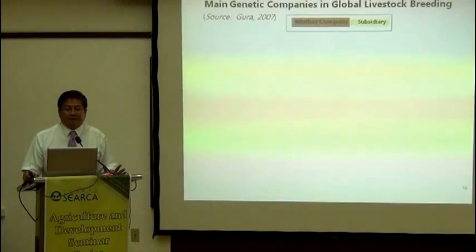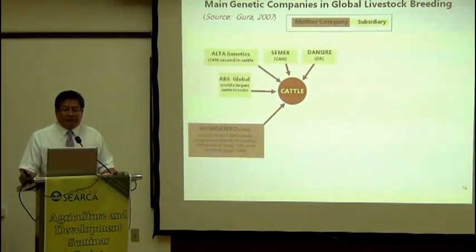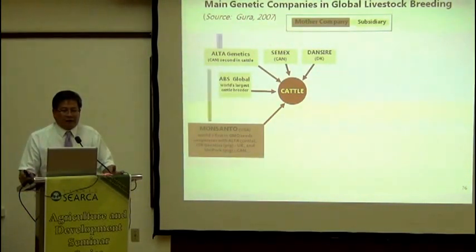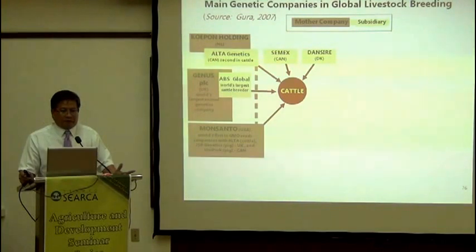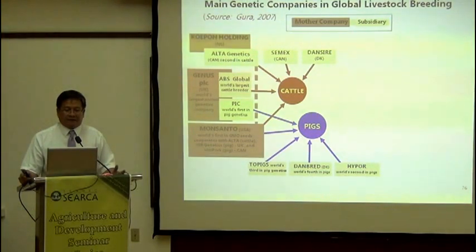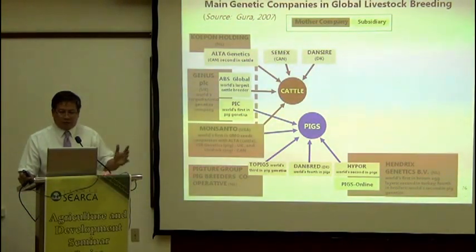Okay, many big farms. And just to show you an idea on those companies involved worldwide, you could count by your fingers the number of breeding companies involved. Let's say for cattle, the main companies are coming from Canada, from the US, from Denmark: CRV, Semex, Dansire, Alta Genetics, Genus PLC, when they sell those different semen for ruminants. For pigs, you have the main players like PIC, Topigs, Danbred, Hypor, mainly from Netherlands, of course UK, Canada, and Denmark.